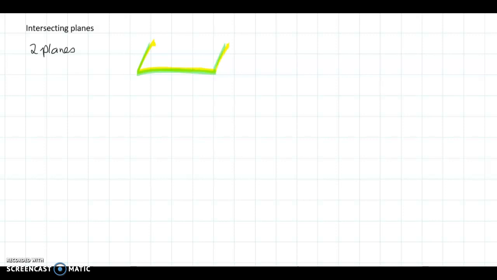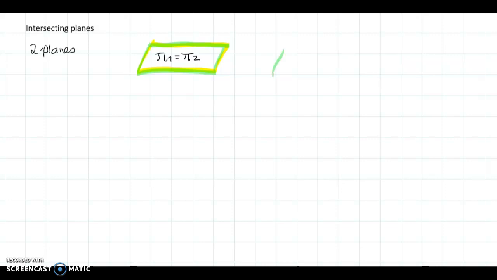So then here I have my yellow plane and my green plane, and they are actually the same. So pi1 equals pi2. So then we have infinitely many solutions, all the points of the plane.